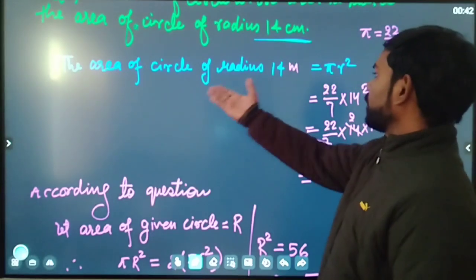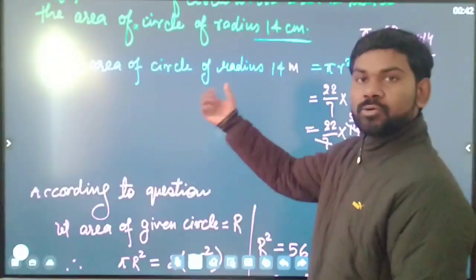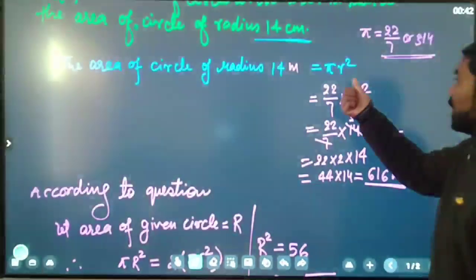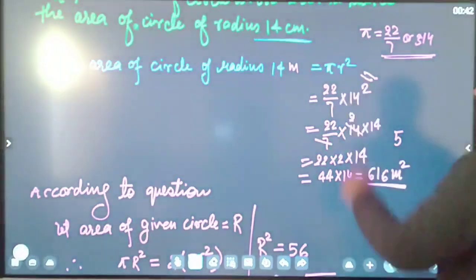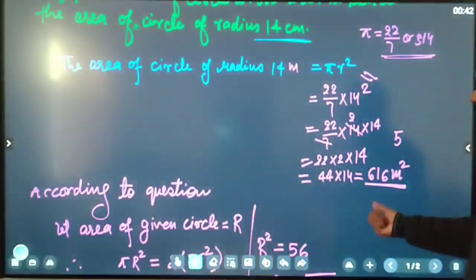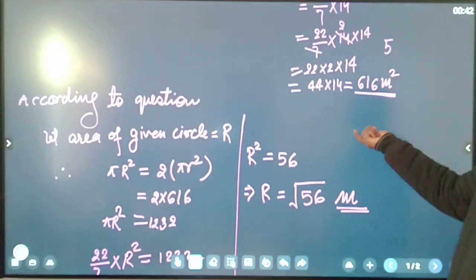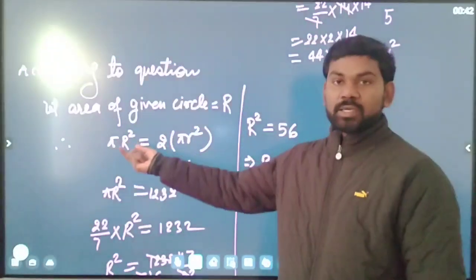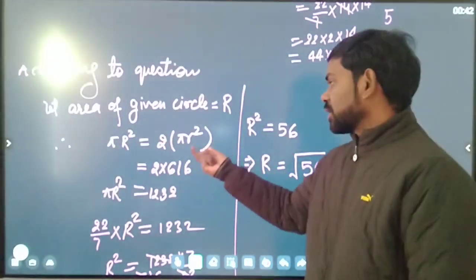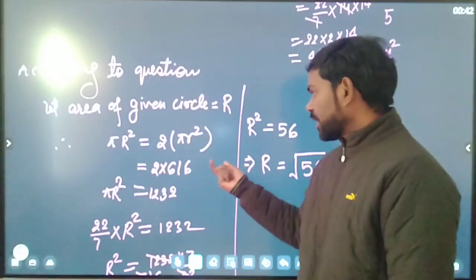First of all, we have to find the area of the circle whose radius is 14 cm by using the formula pi r square, and we get 616. Now according to the question, the area of the first circle is twice the area of the second circle, that is 2 times the area of the second circle.